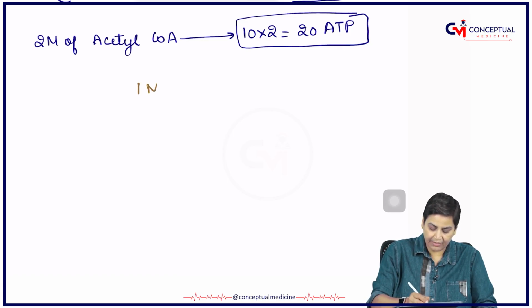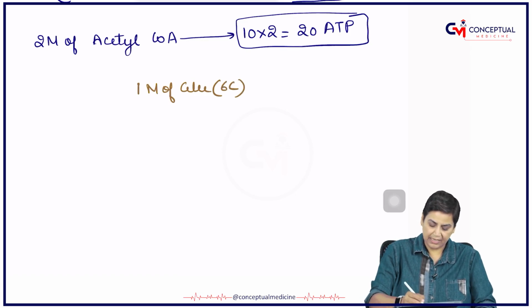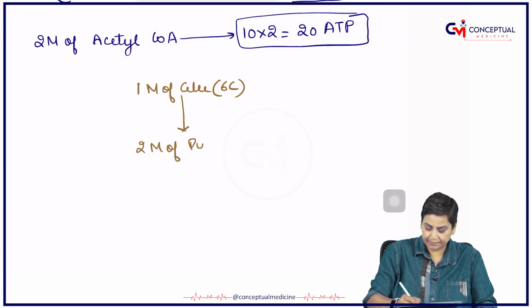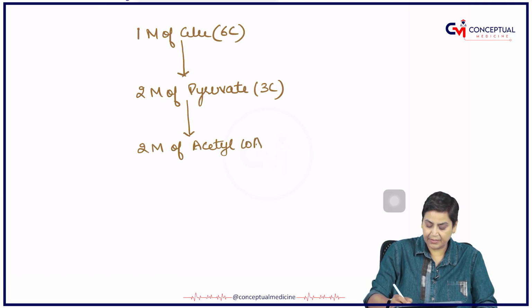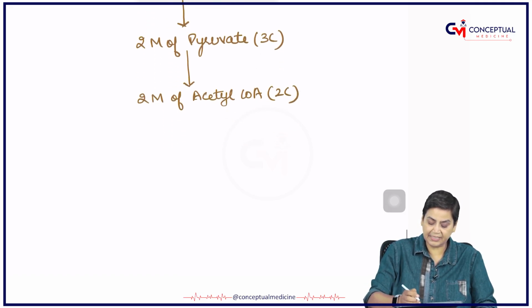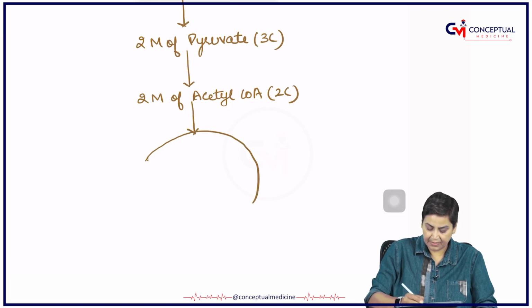So I can say that one molecule of glucose having 6 carbon atoms is going to form 2 molecules of pyruvate having 3 carbon atoms. 2 molecules of pyruvate are going to form 2 molecules of acetyl coenzyme A having 2 carbon atoms, and this acetyl coenzyme A will undergo this TCA cycle like this, giving out 1 carbon dioxide here and 1 carbon dioxide here.